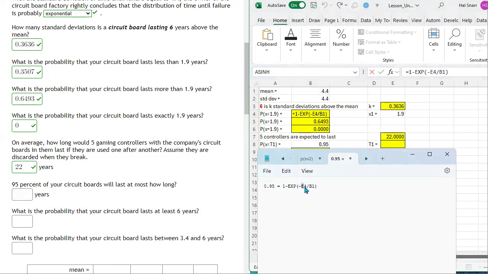And what is E4? E4 is the thing we're looking for, right? So this would be like the X that we want to find. And then B1 is our mean, right? 4.4. So we're dividing by the mean. If I know what X is, right? And this equaled 0.95, this would be the 95th percentile. So we have to solve this for X.